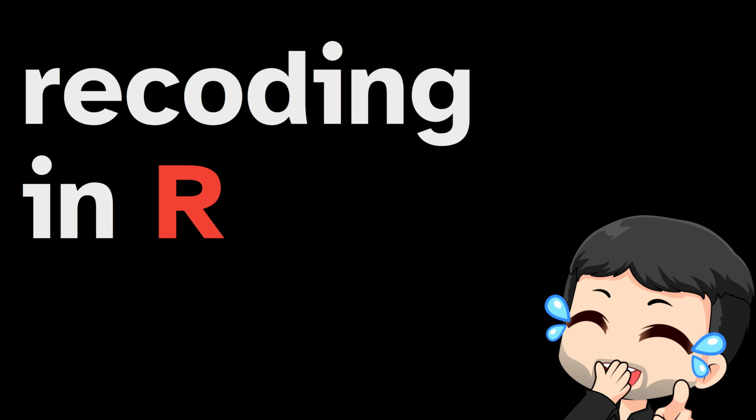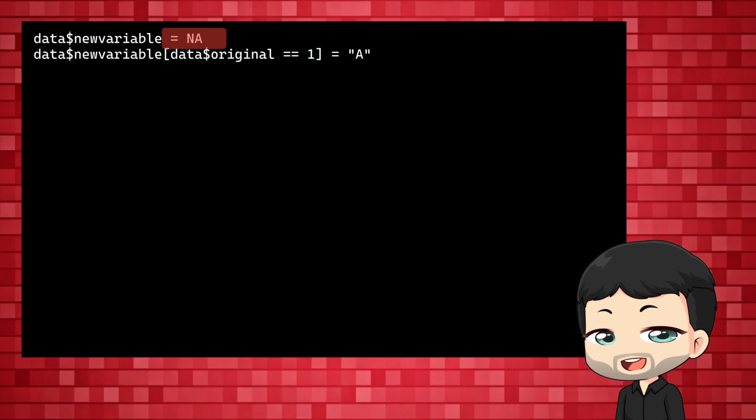In this video, we're recoding variables in R. You don't need any special package to recode variables. We can just use square brackets and the equal sign. We start by creating a new empty variable. An easy way to do this is to put nothing into the new variable. Dataset, $, the name of the new variable, then equals and NA.